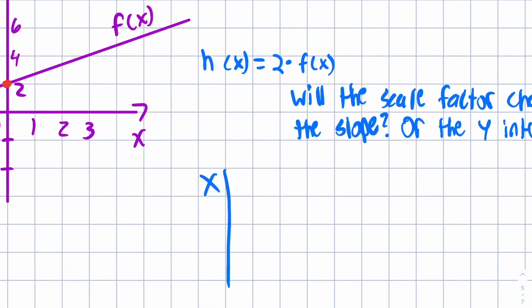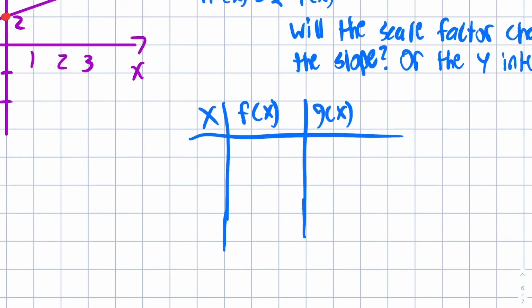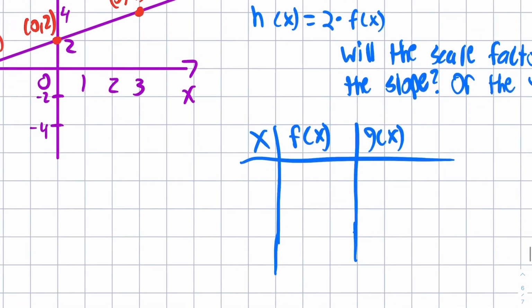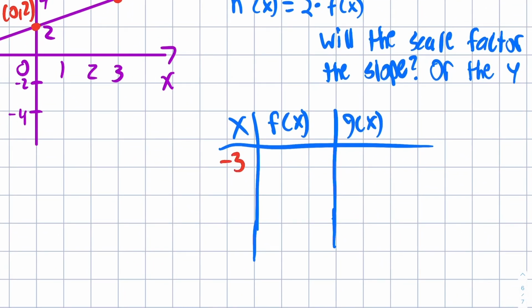We have x and f of x and g of x. The numbers that we use for f that are easy to read are the same ones from before. Negative 3, 0, 3, 4. Whenever you're writing a number that's on a graph, you always need to put the parentheses for that ordered pair. We had (-3, 0), (0, 2), and (3, 4).